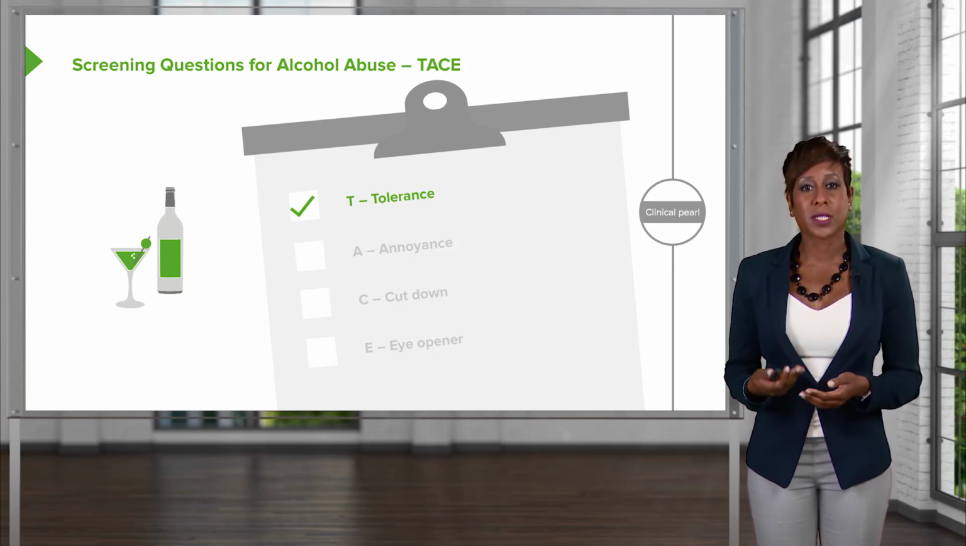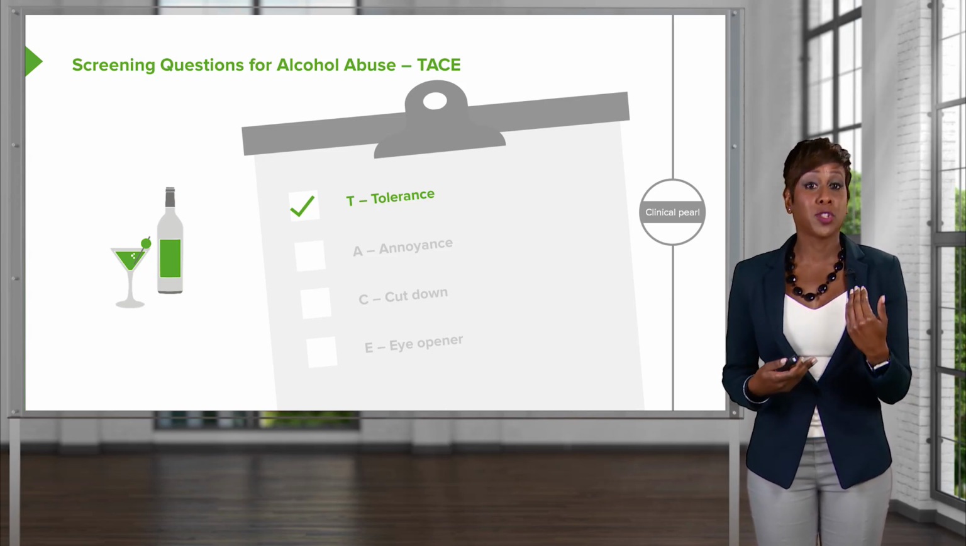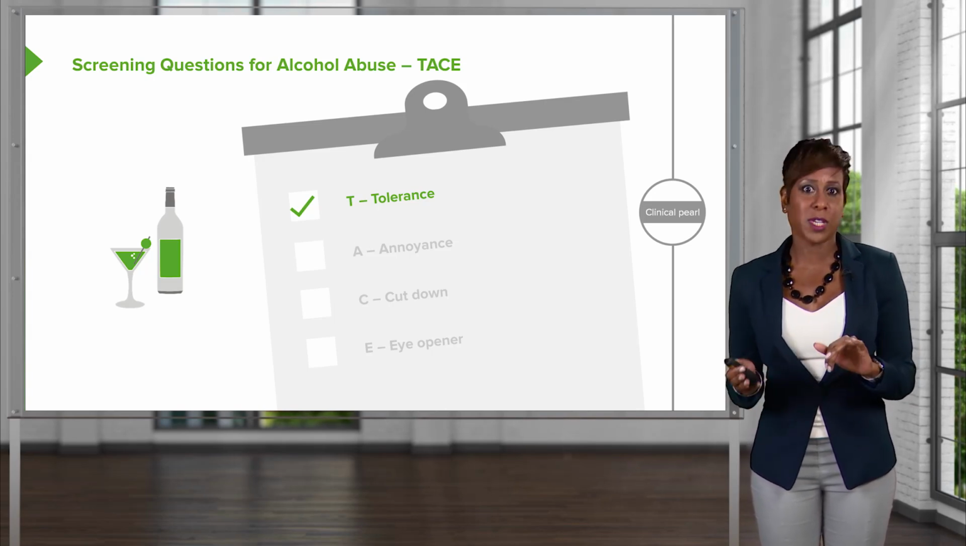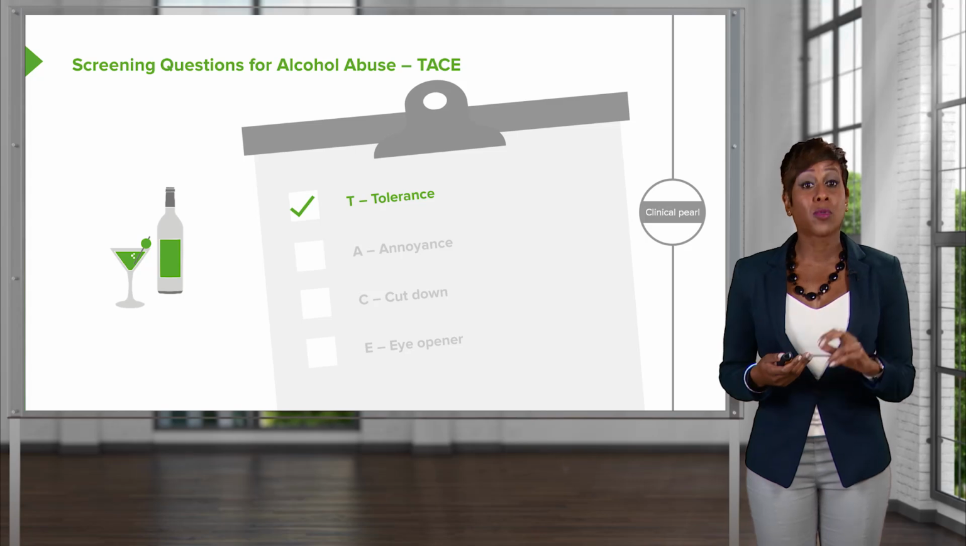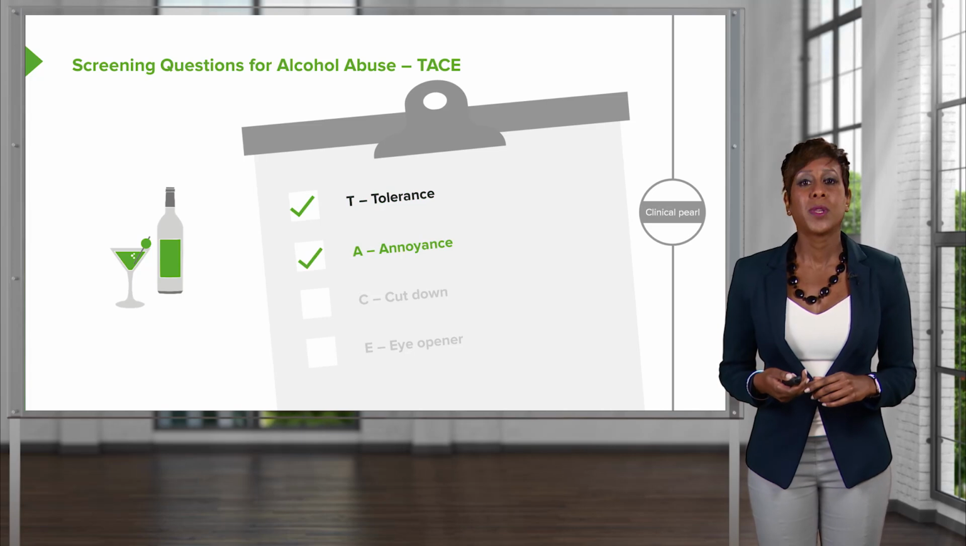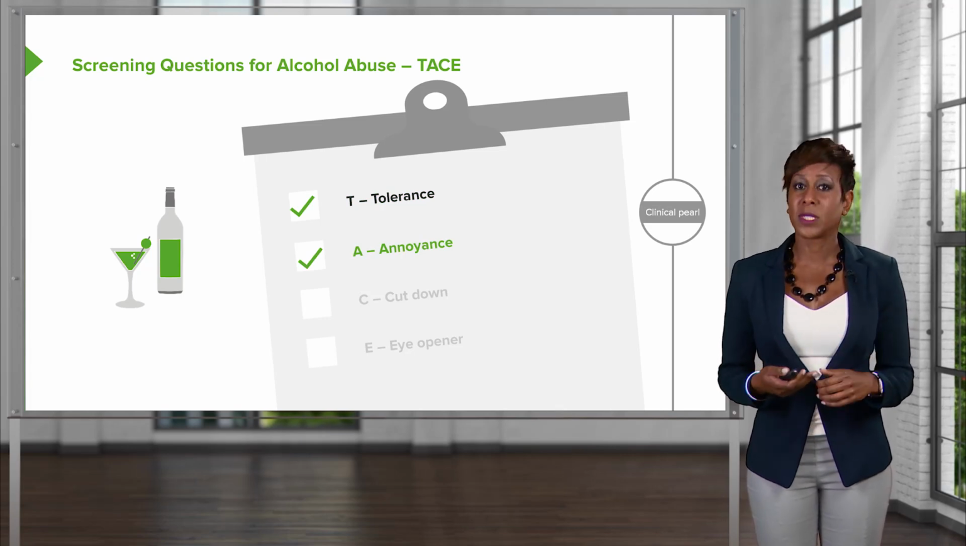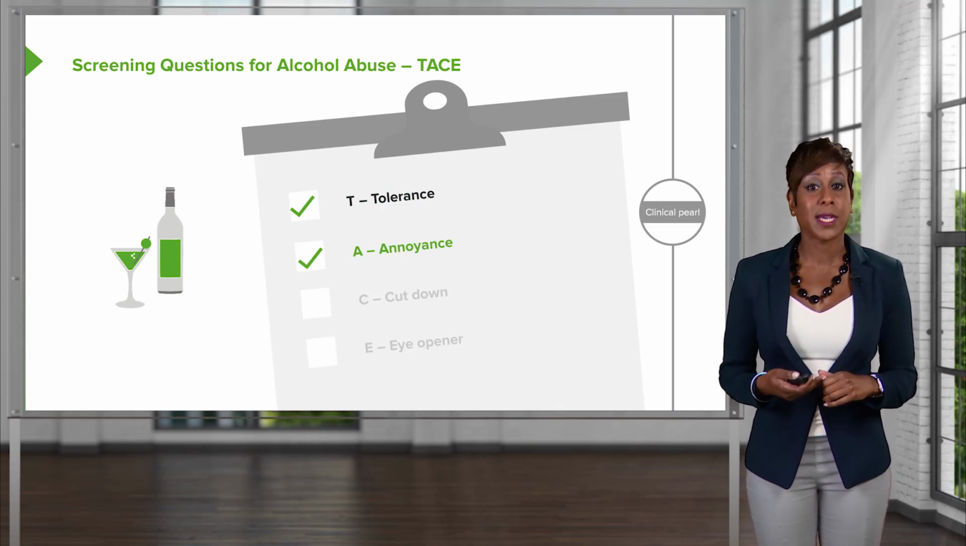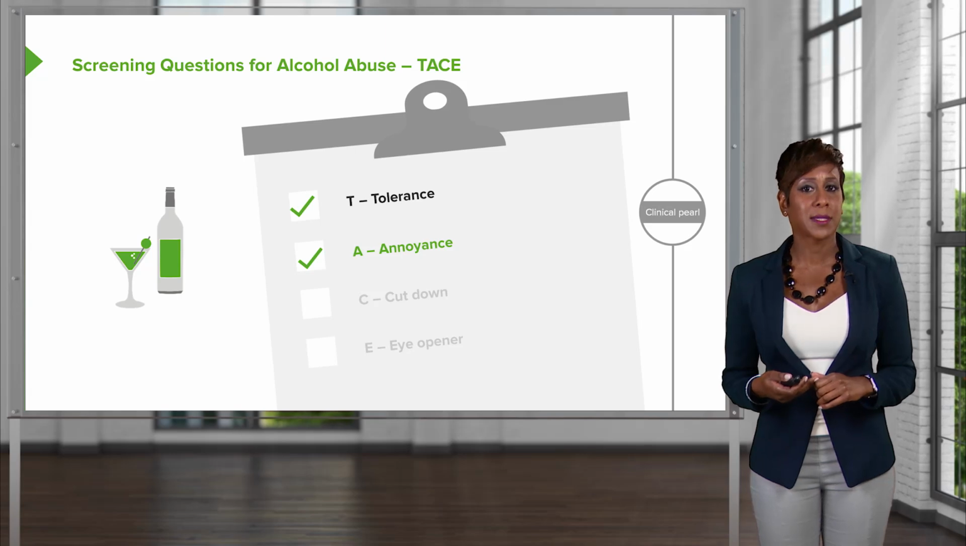So the first question is tolerance. How many drinks do you need to feel buzzed or to get drunk? If a patient needs more than 2 drinks, then that is a score of 2. Annoyance means, do you ever get annoyed when someone asks you about your drinking? That's a score of 1 if the answer is yes.